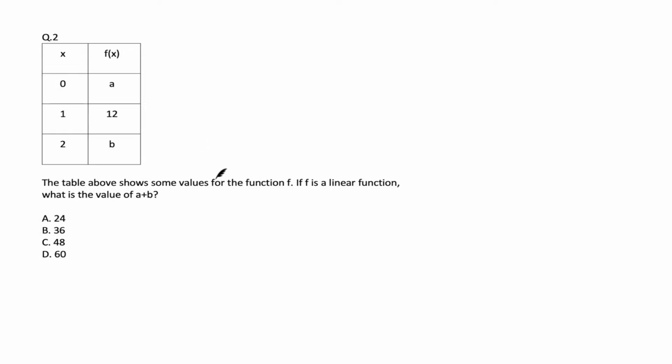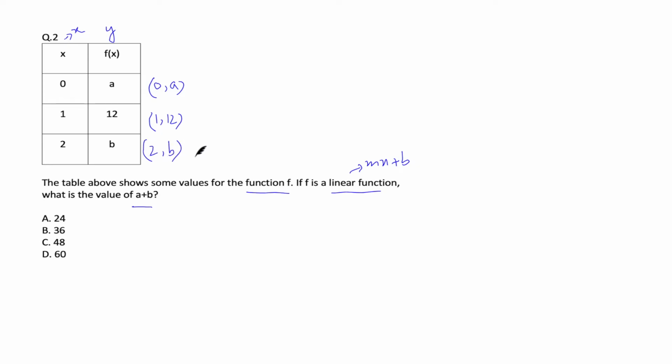Next question. The table above shows some values for the function f. The examiner really likes this function notation. If f is a linear function, it means it is mx plus b. What is the value of a plus b? Okay, so we have this table, but you don't need to worry. These are the points that you have. This is your x and this is your y. So one point on the line is 0, a, another point is 1, 12 and another point is 2, b.